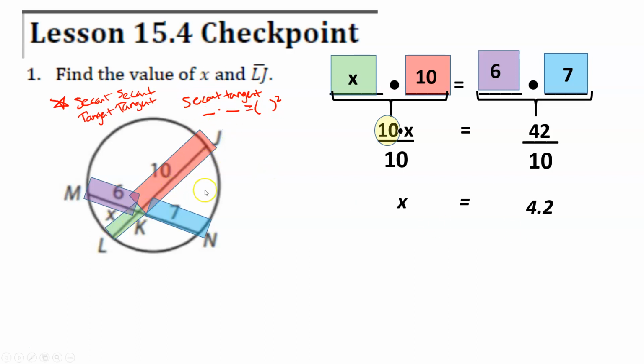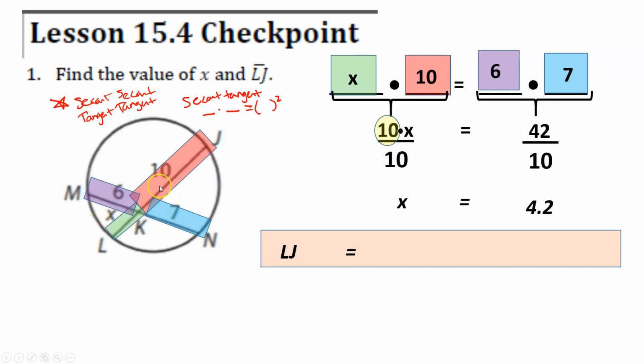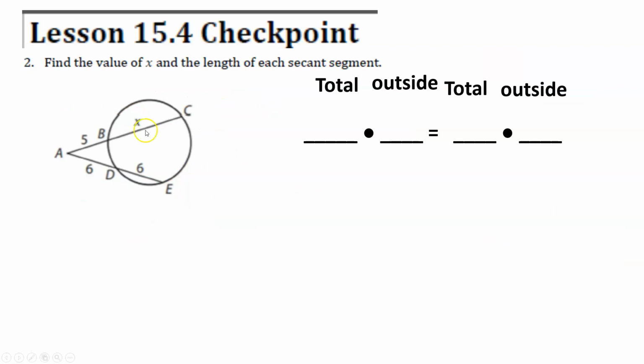So we found the value of x. Now we got to figure out LJ. In this case, LJ is x plus 10. Hey, we know what x is now. It's 4.2. So what would 4.2 plus 10 be? 14.2. All right, one more, number 2 as your checkpoint, and then we're going to go on to homework.